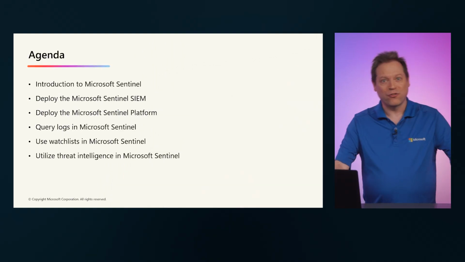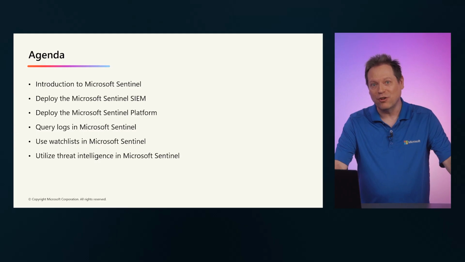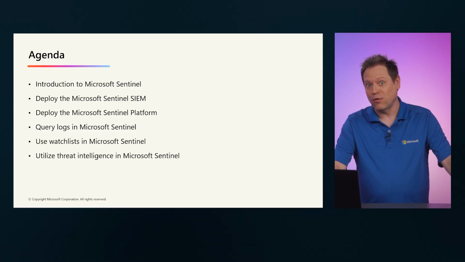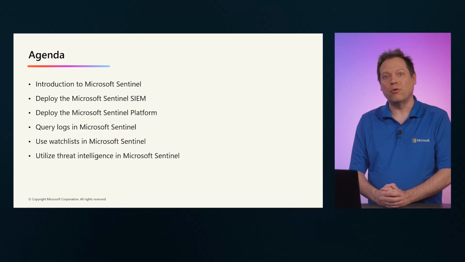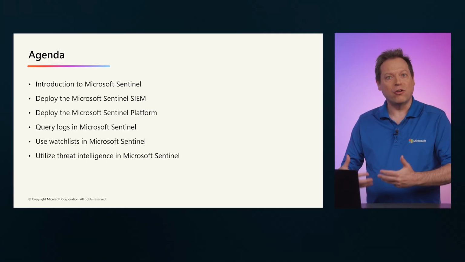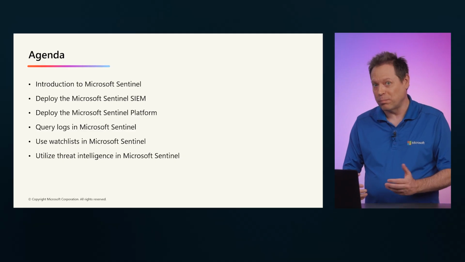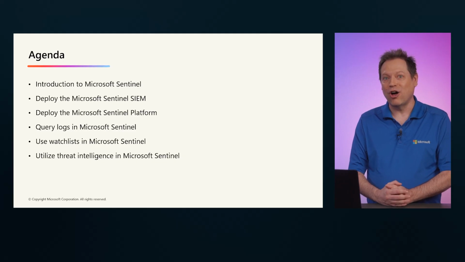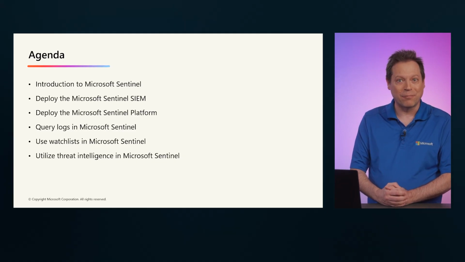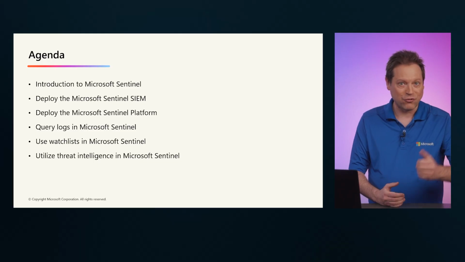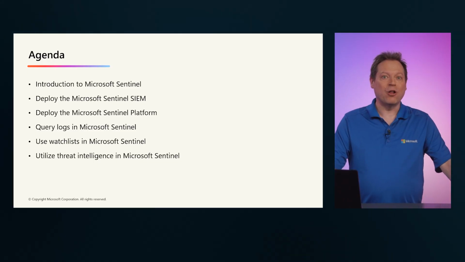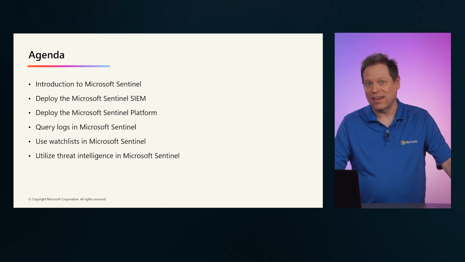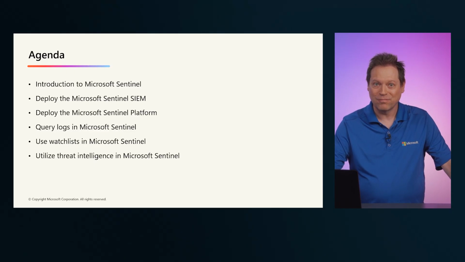Here's what we'll cover. We'll start with an introduction to Microsoft Sentinel, what it is and why it's useful. Then we'll walk through how to deploy the Microsoft Sentinel SIEM, followed by how to deploy the Microsoft Sentinel platform capabilities. After deployment, we'll shift into using logs effectively by querying data in Microsoft Sentinel. Next, we'll take a look at watchlists, how they help us enrich and accelerate investigation. And finally, we'll wrap up by exploring how to utilize threat intelligence in Microsoft Sentinel.